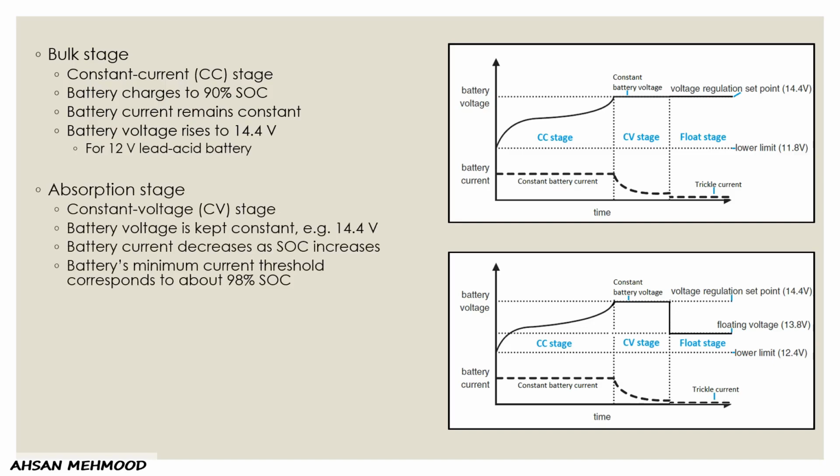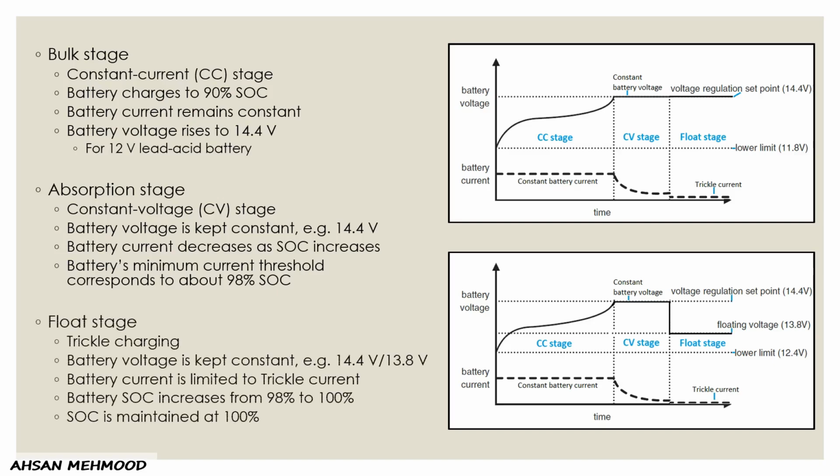The second stage is the absorption stage, which is also called the constant voltage stage. In this stage, the voltage of the battery is kept constant, typically 14.4 volt, and the battery current varies as needed to maintain constant battery voltage. However, battery current will typically decrease to a very low number over time. When battery current decreases to a specified point, the charge controller will switch to the float stage. This specified point corresponds to 98% state of charge.